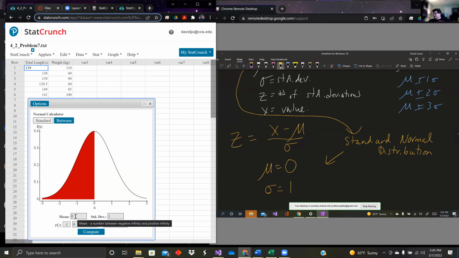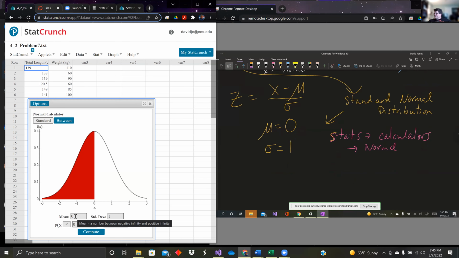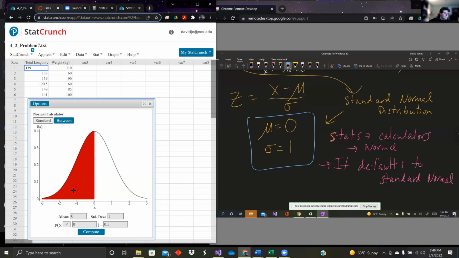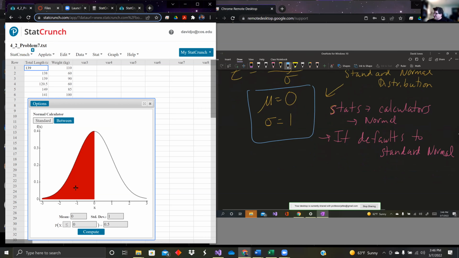So in StatCrunch it is stats, calculators, normal. And it defaults to standard normal. Mu is 0 and standard deviation is 1. So you had a lot of stuff. I would definitely give some pro tips for the midterm.